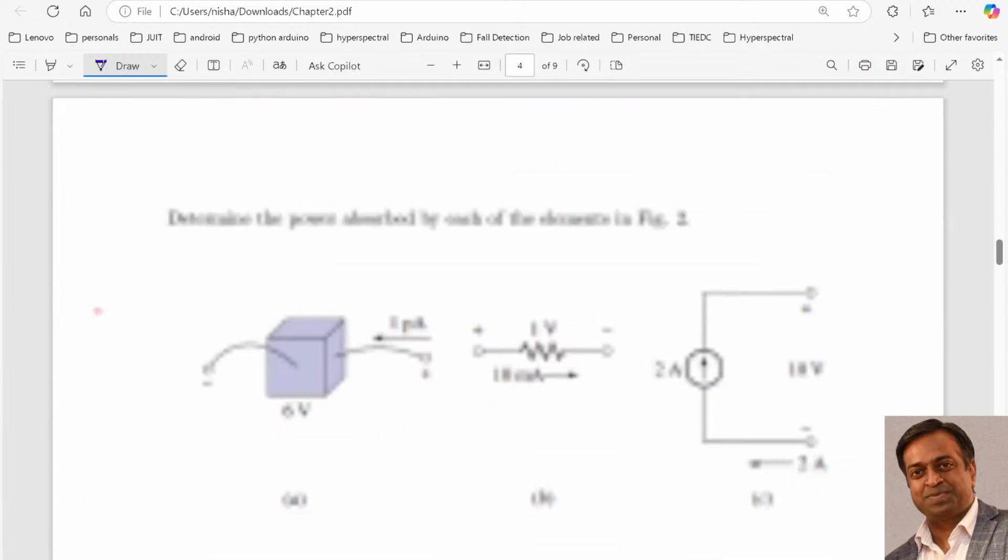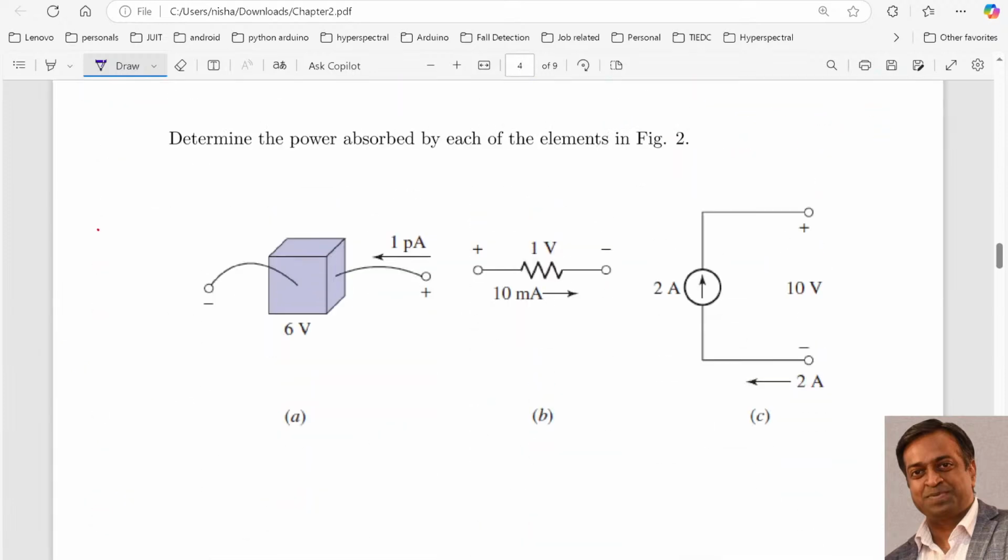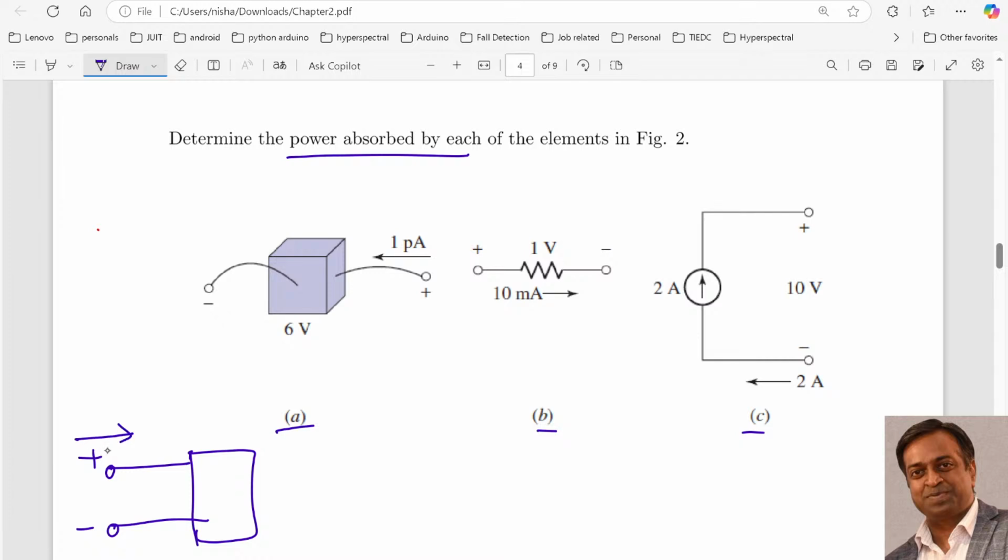Now coming to the next question. Over here we need to determine the power absorbed by each element in A, B and C. We know that if we have any component with a plus and a minus terminal, and the current is entering through the positive terminal, then it means it is absorbing power.